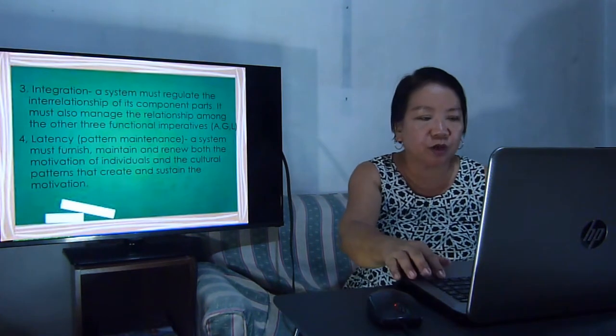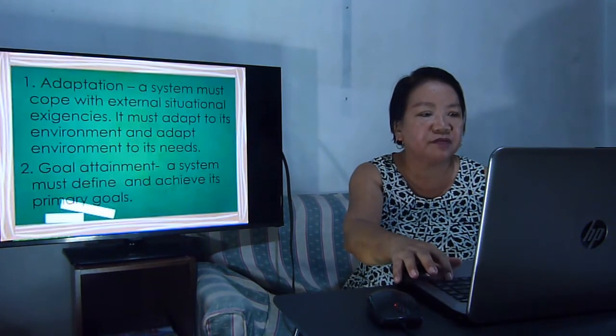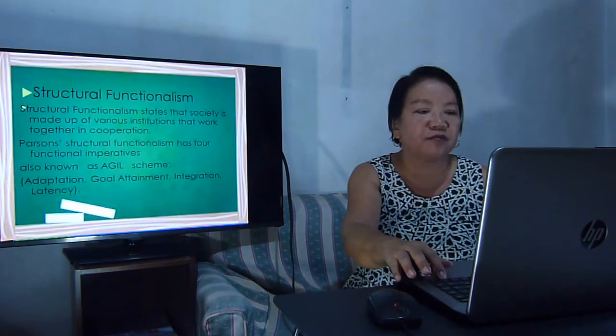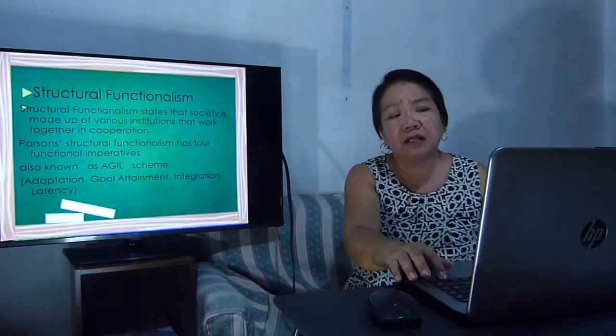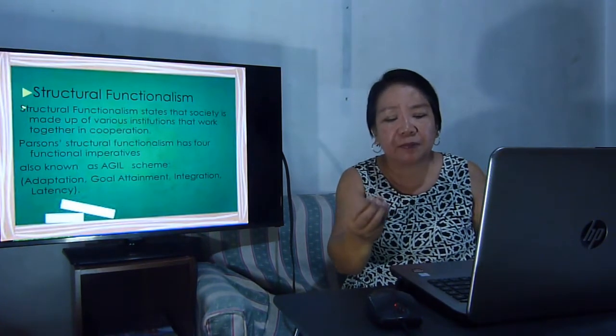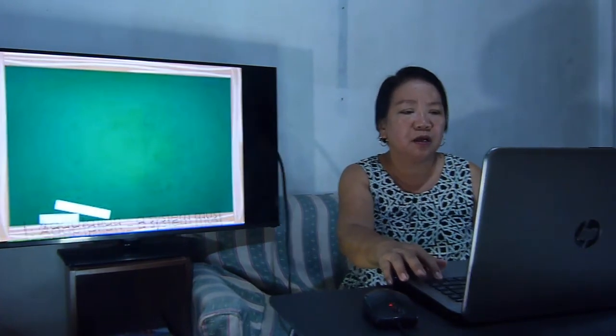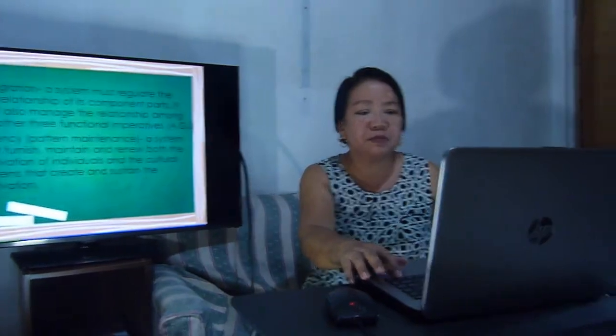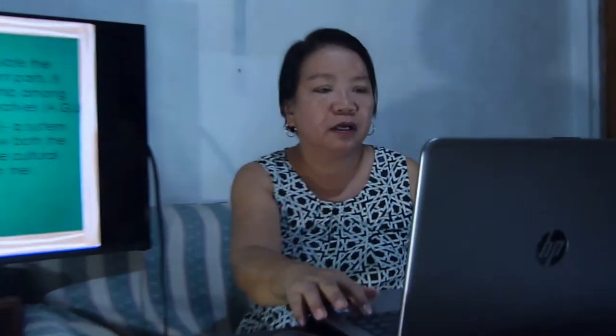Okay? So, those are the 4 imperatives of what? 4 imperatives in the structural functionalism. Pagka ikaw ay organization, dapat maayos ang pang-function mo. Otherwise, masisira ang system mo. Okay, next.